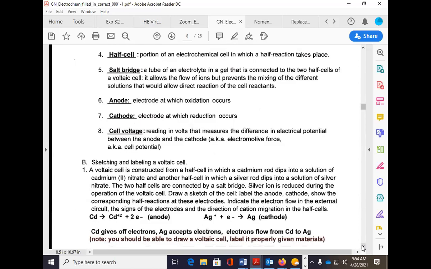Okay, so then you'd have to look at the half reactions and realize the cadmium is giving off electrons and the silver is accepting electrons. And so the electrons flow from the cadmium to the silver.